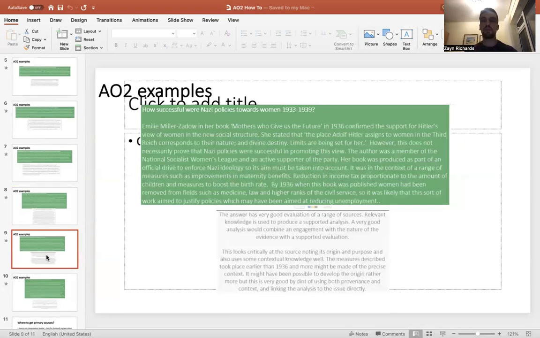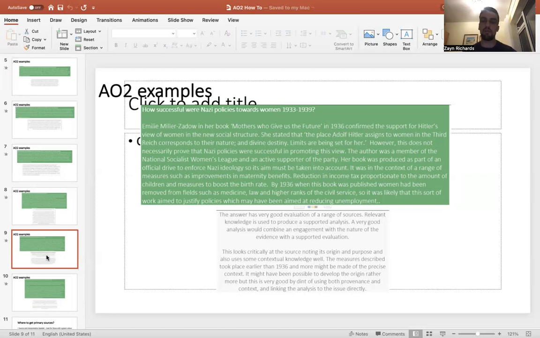So the next one is level 5. So we're now getting into the real high marks. So have a pause and then have a little read. Okay, so this answer, I would say, is good across the board.